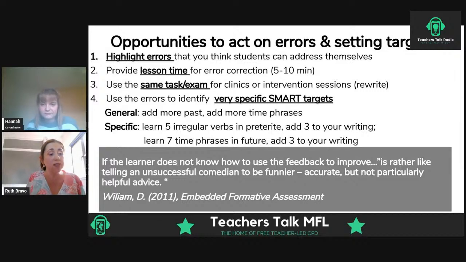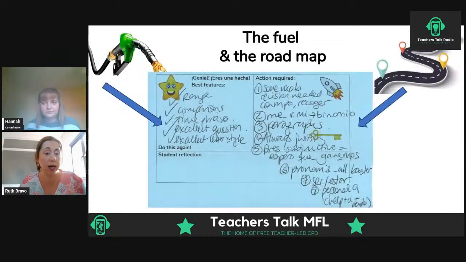One of the biggest barriers to academic progress is that even when students know what to improve, they don't necessarily know how to improve it. And in the words of Dylan Wiliam, it's like telling an unsuccessful comedian to be funnier, which is an accurate comment, but it's not particularly helpful advice. What the positive comments are is the fuel. That's going to be the motivation that's going to drive your student forward, because they've done all those really, really good things. And we shouldn't focus only on the errors.